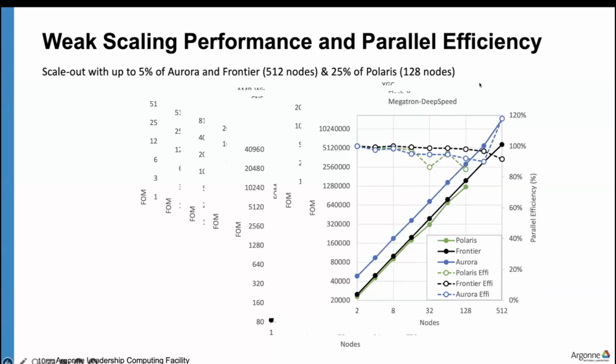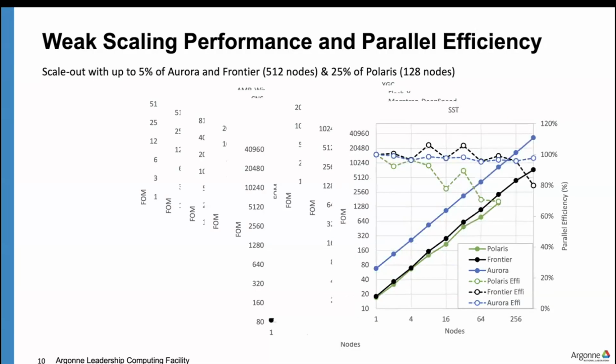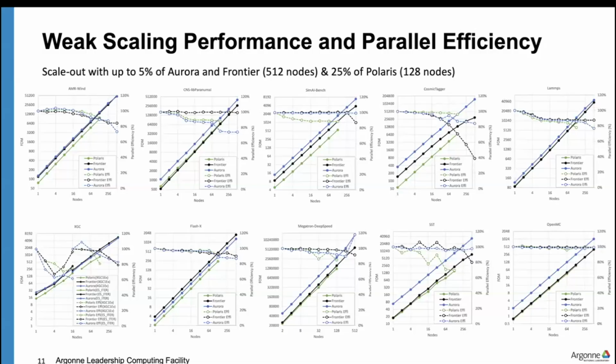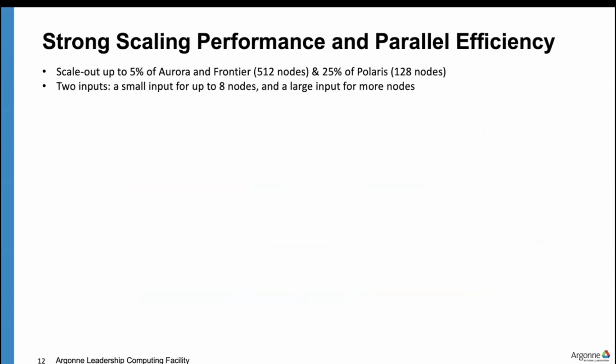And Megatron-DeepSpeed is very similar. The interesting thing is that on 512 nodes on Aurora, we have super-linear efficiency, which is a great number, but we are not very comfortable with it. Something is going on over there, so we need to dig into it. And then the SST and OpenMC applications. So this is a kind of snapshot of each case.